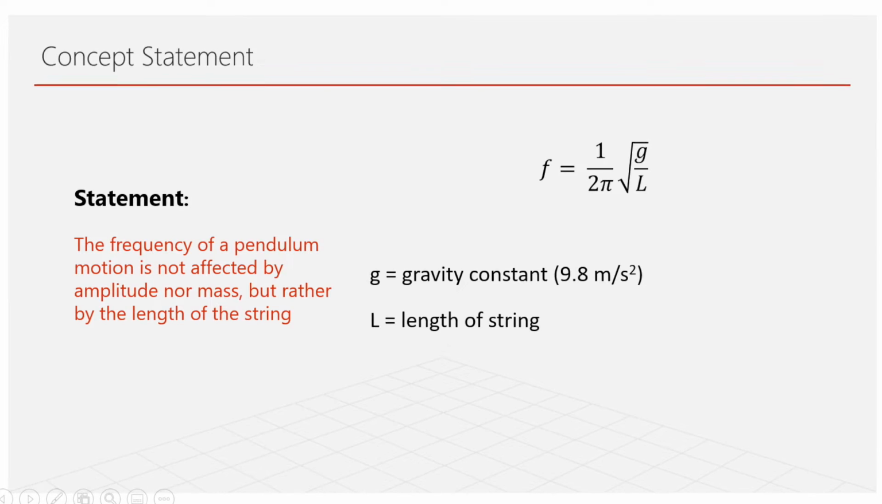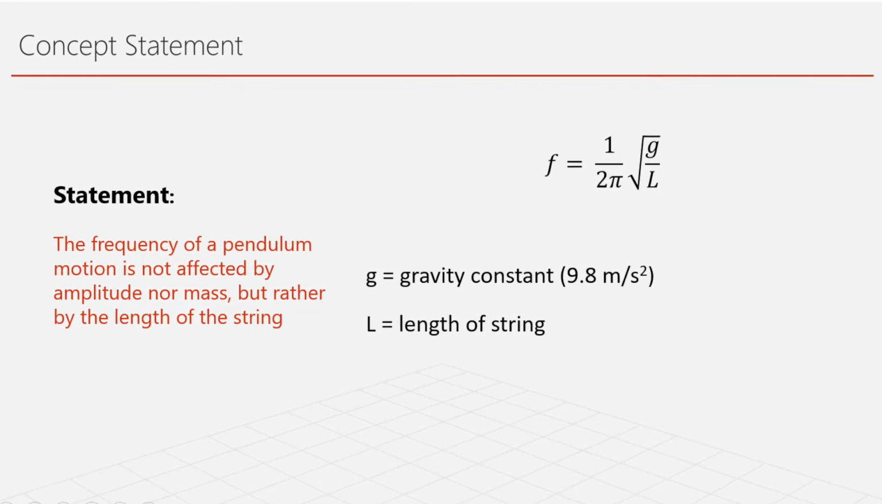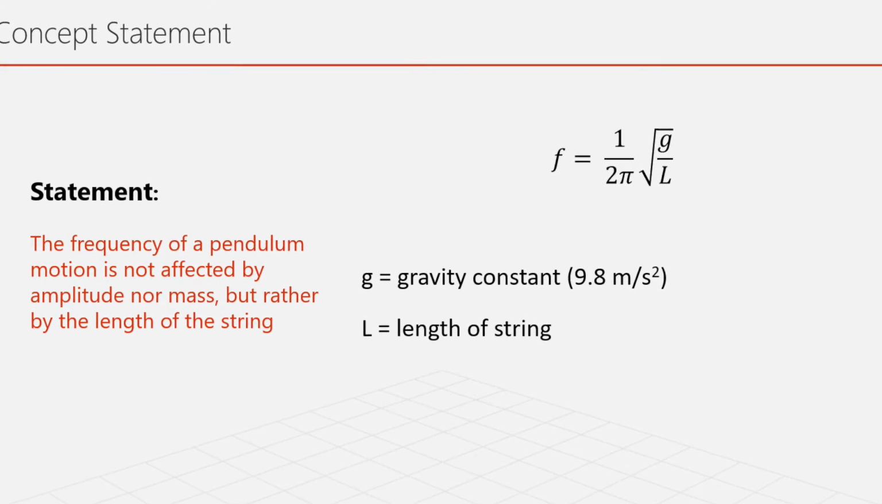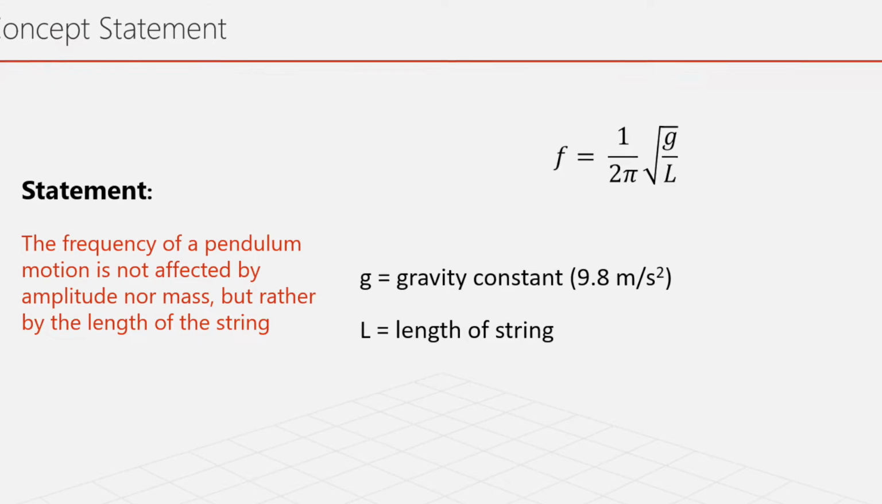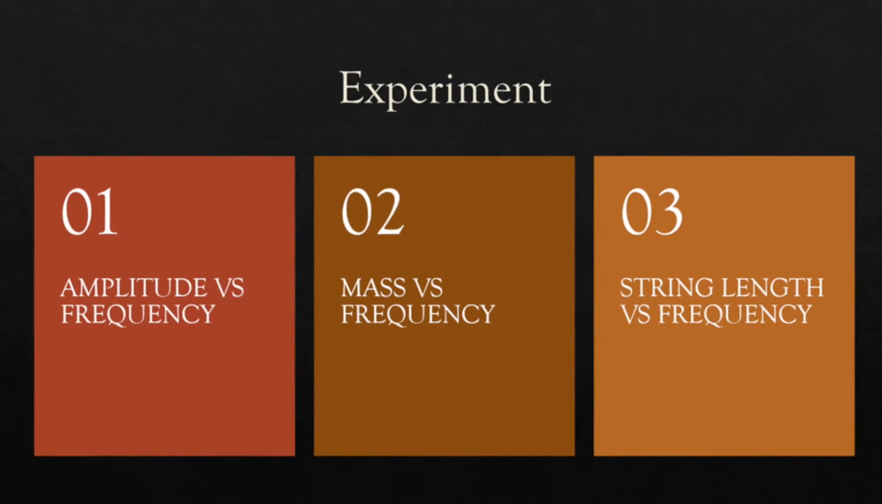According to the frequency of a pendulum equation, the length of the string is the only variable that affects frequency, as acceleration due to gravity is a constant. With that being said, the frequency of a pendulum is not affected by amplitude nor mass, but rather by the length of the string.